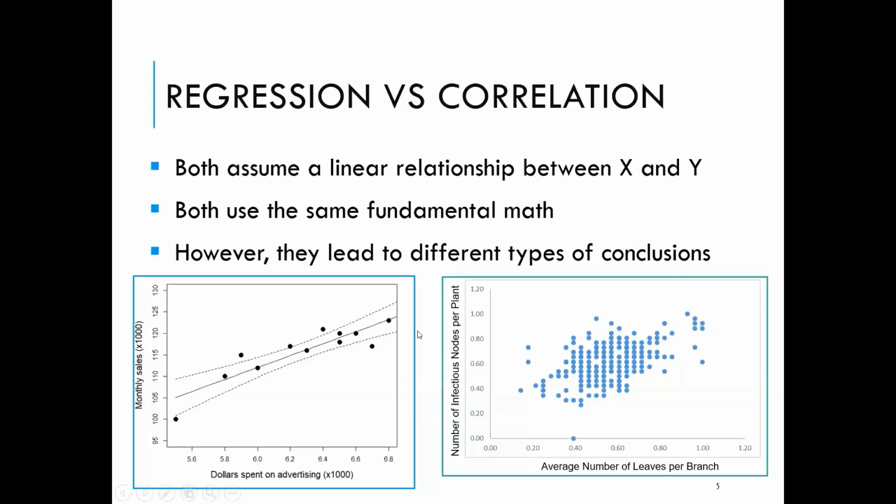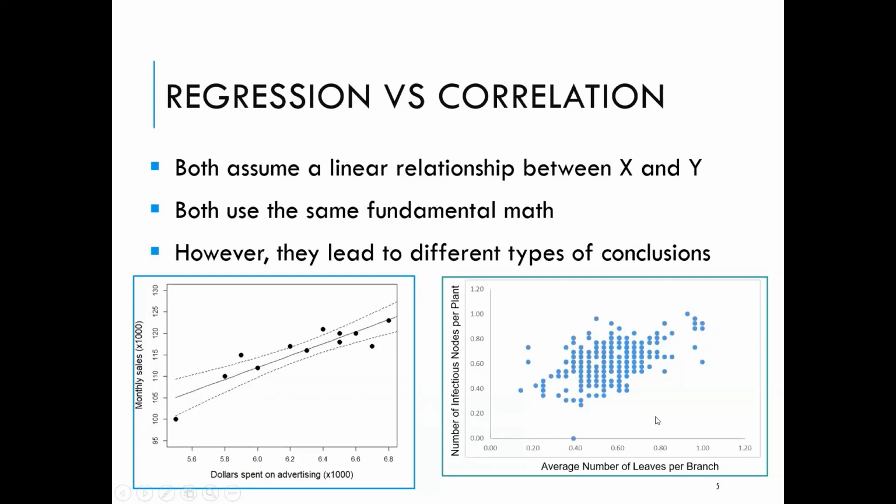So on the left here, we have an example of regression. So we have dollars spent on advertising on the x-axis and monthly sales on the y-axis. This dollars spent on advertising is something that can be manipulated and controlled, so that would be a treatment or independent variable. The monthly sales is an observation or a dependent variable, so this would count as a regression analysis. Here the slope would matter and we can make predictions.